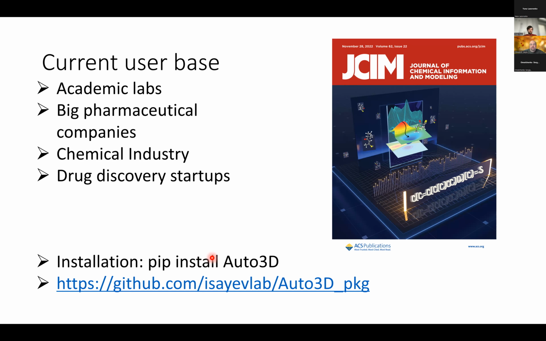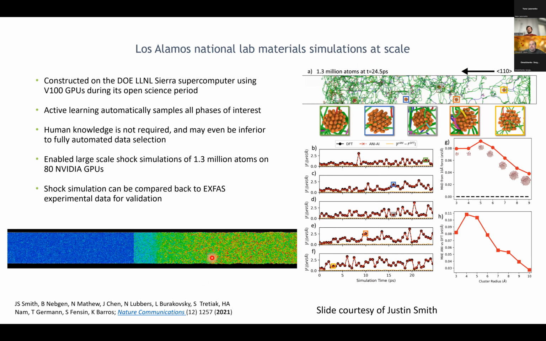So if you're interested in the three-dimensional structure of the molecules, it's available there. Now, you can do simulations not only for molecules. This is an example of the work of my colleagues from Los Alamos National Lab, who used the same architecture but retrained it for an alloy, aluminum, and using one of the largest supercomputers, they ran what are called shockwave simulations.